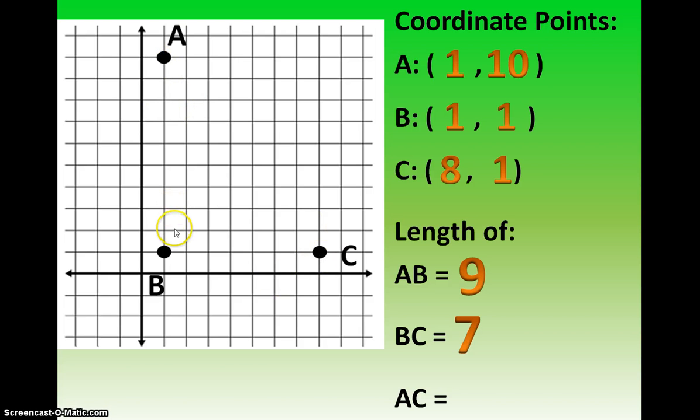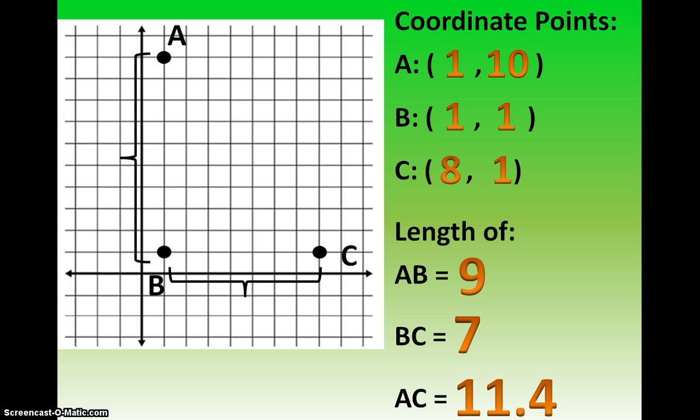If I connected all those points there, thinking about that AC is the hypotenuse. So hopefully you'd be able to take this time and sit there and say, well, remember a squared plus b squared is equal to c squared. So 9 squared plus 7 squared.